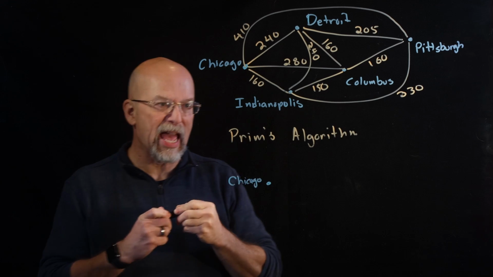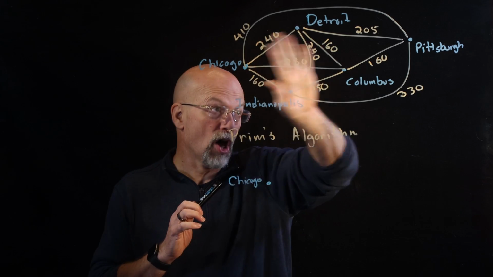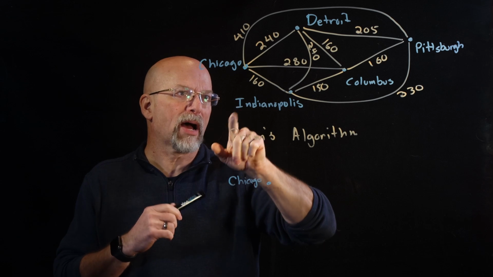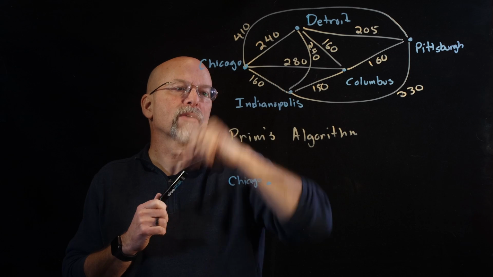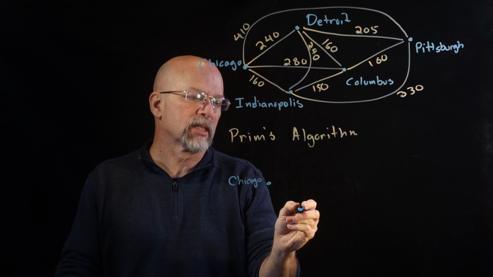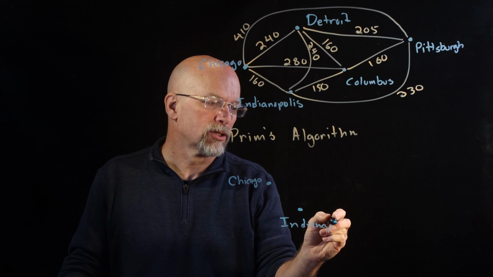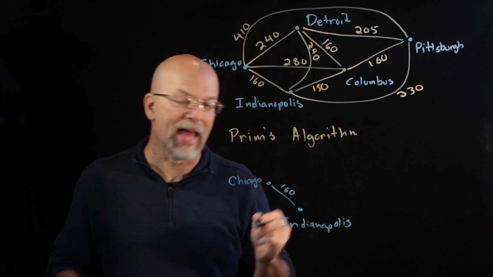What is the edge that has the least weight from Chicago to a non-connected node? Well, all the other 4 nodes are not yet connected, so any of these 4 could possibly be one of our connecting edges. So we got 160, 280, 240, 410. Looks like 160 going out to Indianapolis is our best bet. So we add that 160 edge.